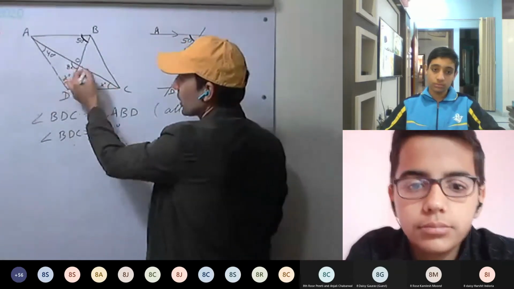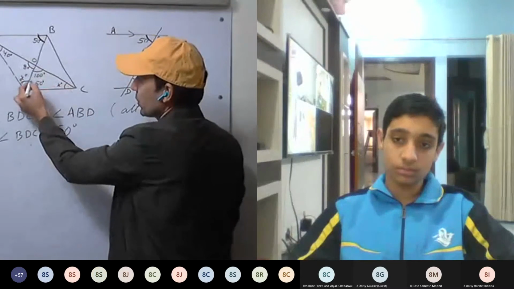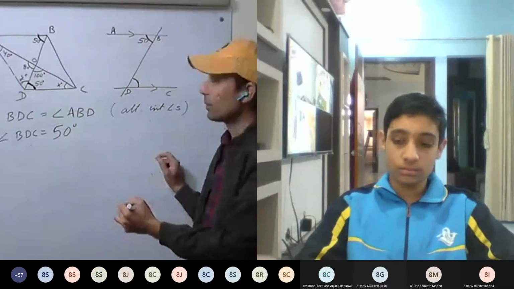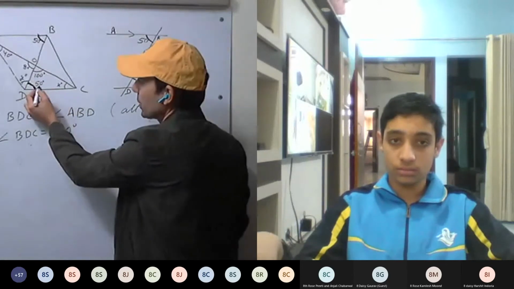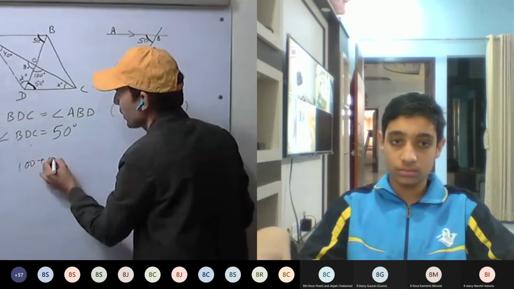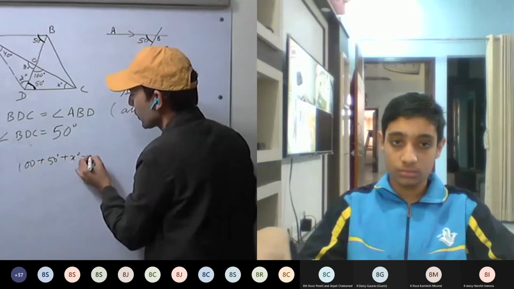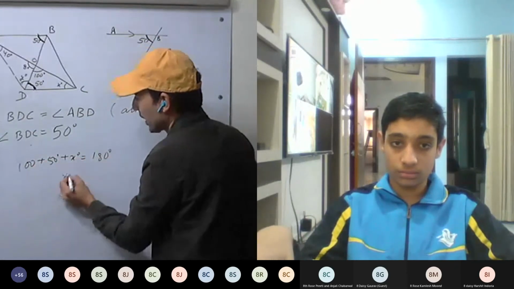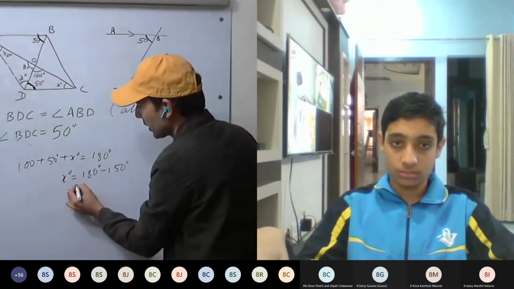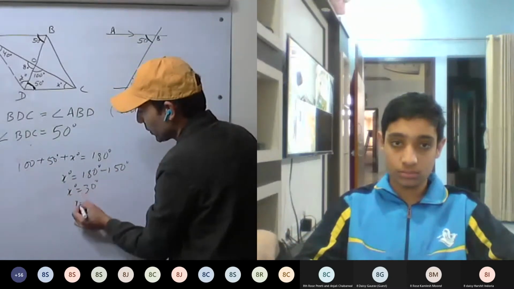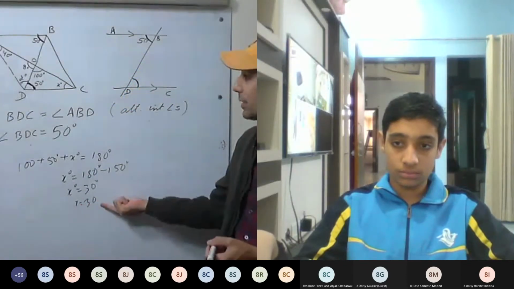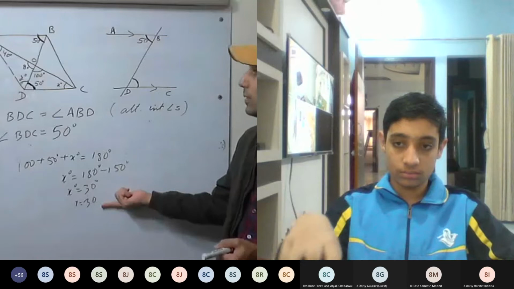Now, using the angle sum property, it is 180 degrees. So 100 plus 50 is 150. So 100 plus 50 degrees plus x degrees equals how much? 180 degrees. X degrees equals 180 minus 150 degrees. X degrees equals 30 degrees. X equals 30. Is this clear now? Anyone have doubt?